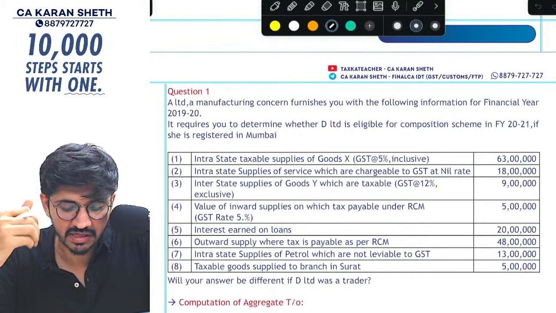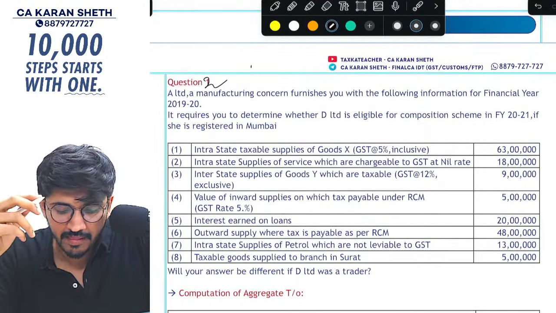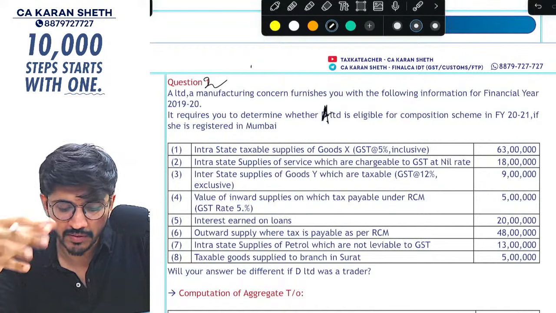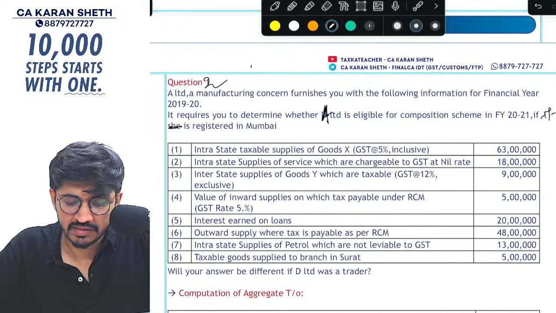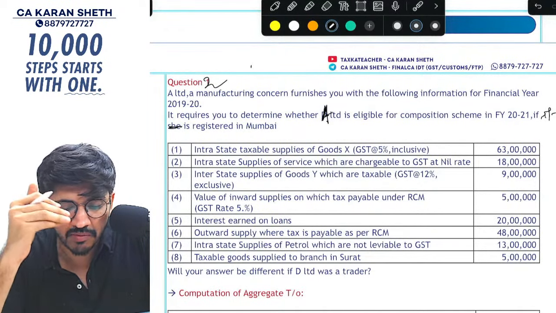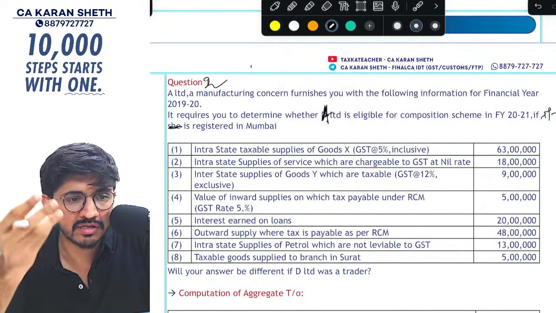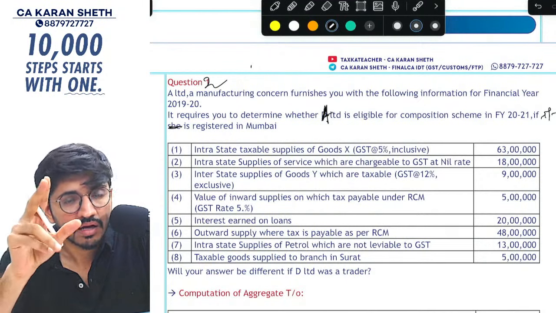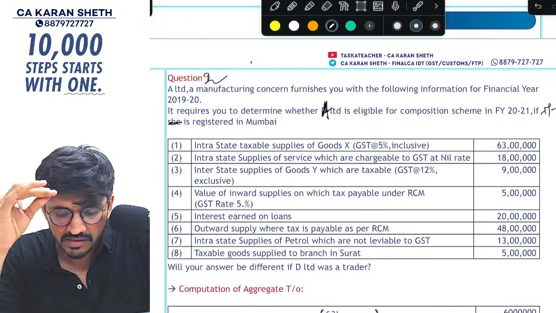A Limited, a manufacturing concern, furnishes you with the following information for 19-20. It requires you to determine whether A Limited is eligible for compo scheme in 20-21, if it is registered in Mumbai. Understand clearly that you are in Mumbai. The reason it's very important to see where you are located is whether the threshold limit applicable to you is 150 lakhs or 75 lakhs. Straight to the point.